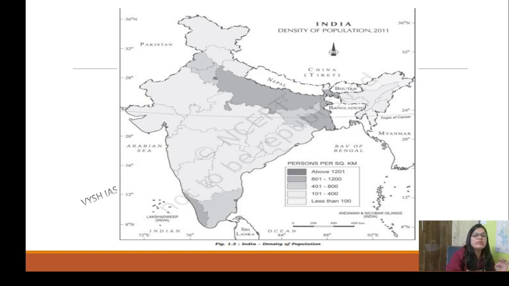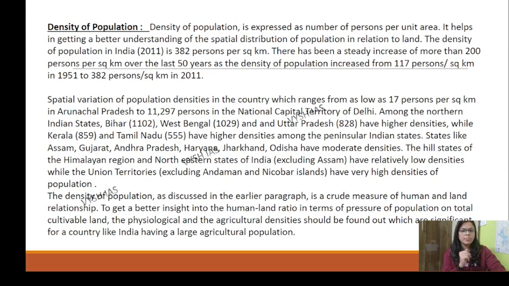What you can do in geography, the best method to study geography is to take the maps, study them, read them. Take a printout of this map, if you have the NCERTs. Write the pointers on its side: what do you understand by density? What are your takeaways from the last paragraph on density of population? Just write down the pointers.